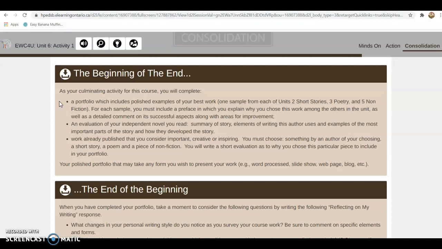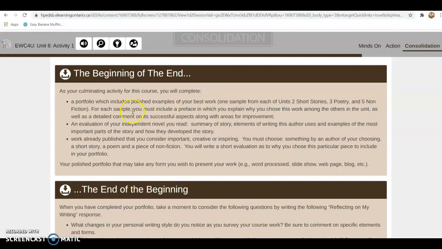Here's the key thing. For each of these, you must introduce it with a preface, explain why you chose this piece, why you included it, and what you thought was successful, along with other areas of improvement. So you're going to write a summary paragraph to introduce the piece as to why it's in your portfolio, both what it shows, what it demonstrates, but why you felt it was most important. And you're going to do that for each of the pieces that you include. However and wherever they come from, you're going to have 3 different pieces, and you're going to preface each one of them with the information here.